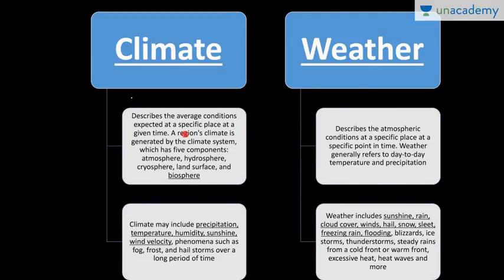Now, as I told you, climate describes the average condition at a specific place over a given time. So it includes five major components: atmosphere, hydrosphere, cryosphere, land surface, and biosphere. On the contrary, weather describes the atmospheric condition at a specific place at a specific point in time. So it may be day-to-day temperature and pressure conditions. Climate includes precipitation, temperature, humidity, sunshine, etc. over a long period of time. And on the contrary, weather includes sunshine, rain, cloud cover, winds, etc. over a short period of time.